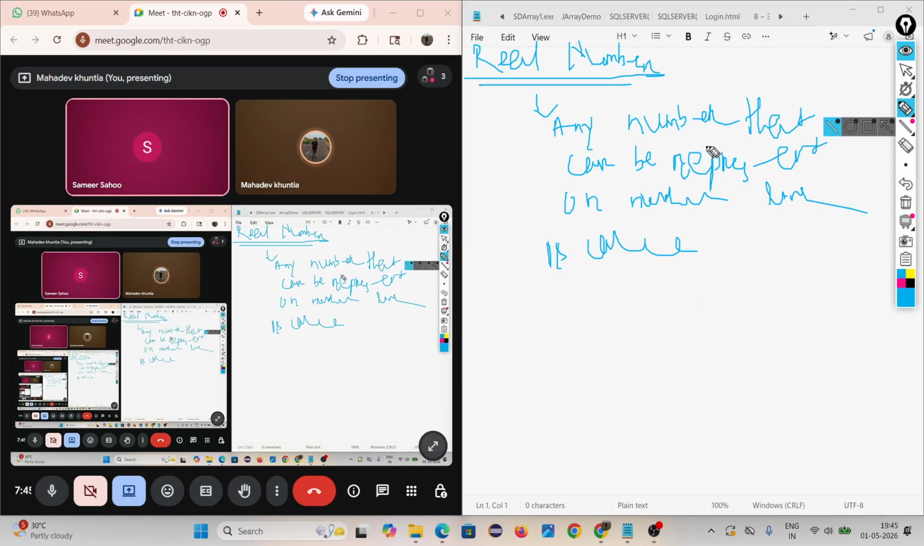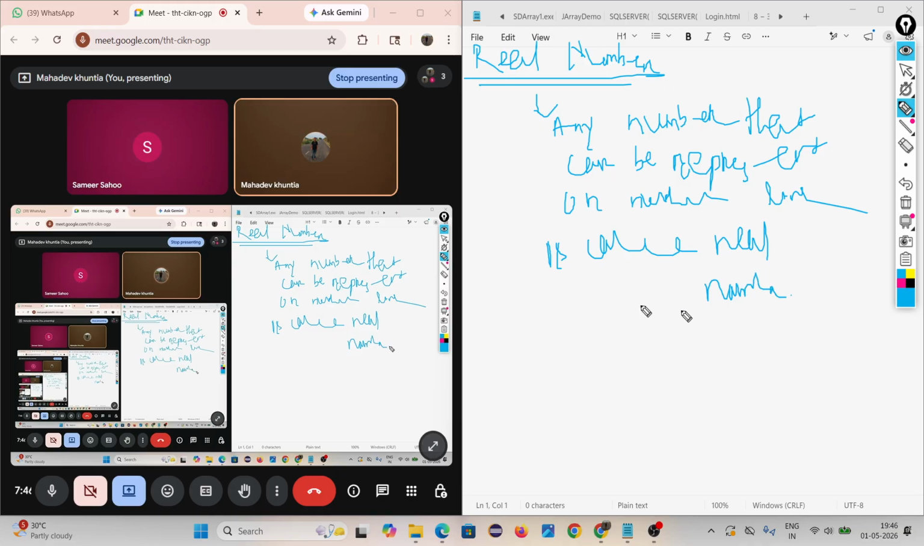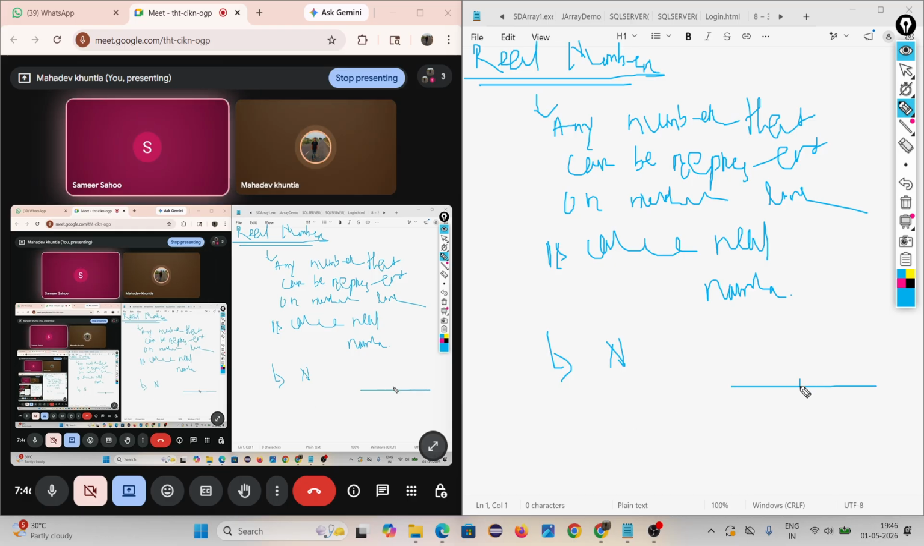What do you mean by real number? Any number that can be represented on the number line is called a real number. Before this, you know how to represent natural numbers on the number line. Draw the number line.